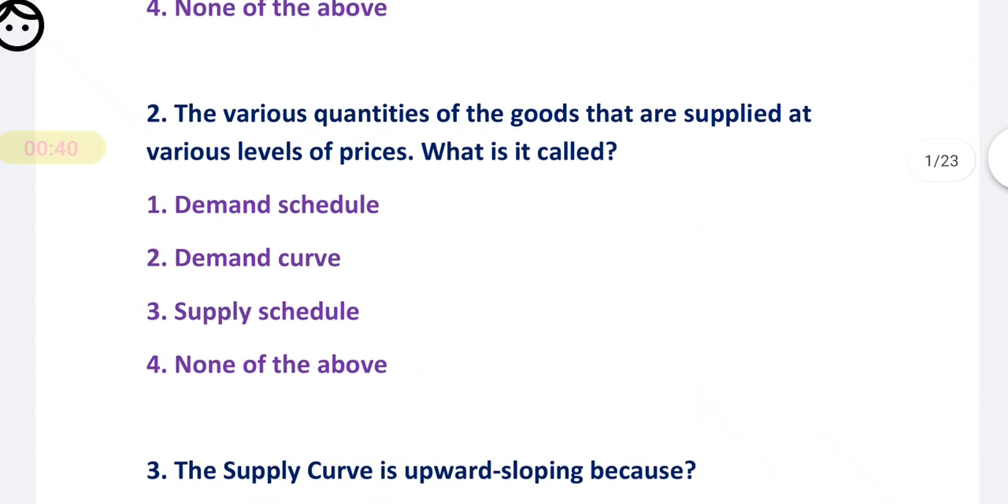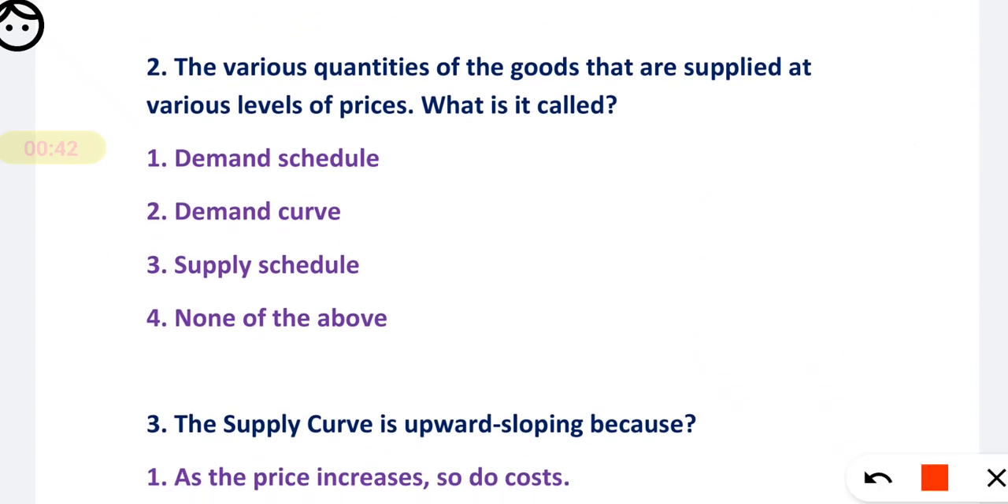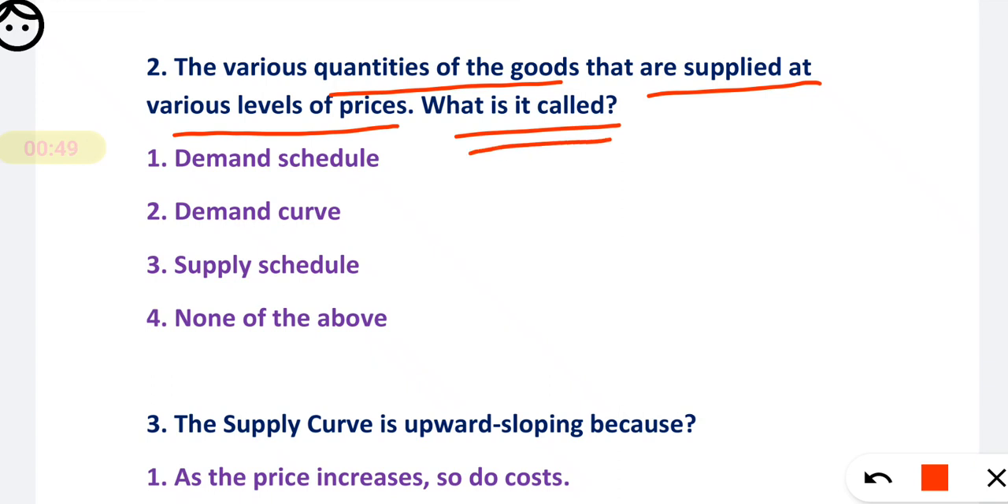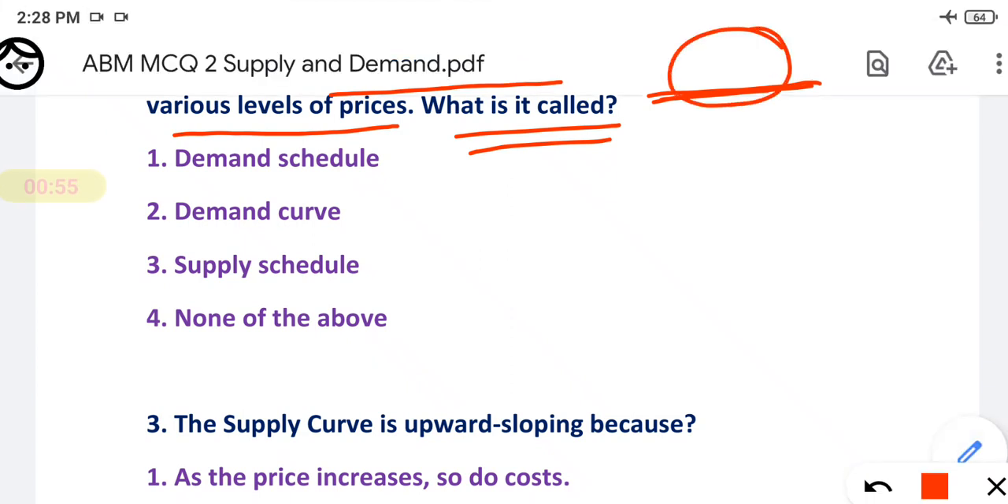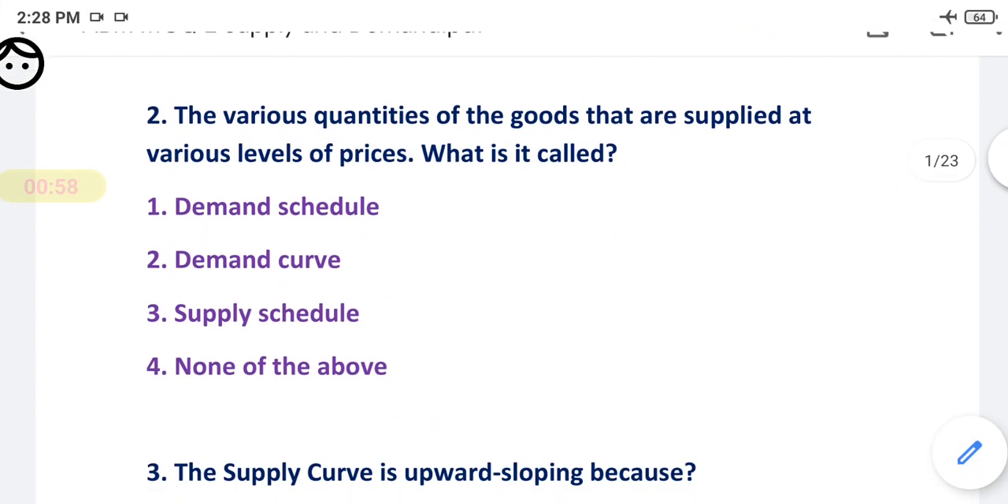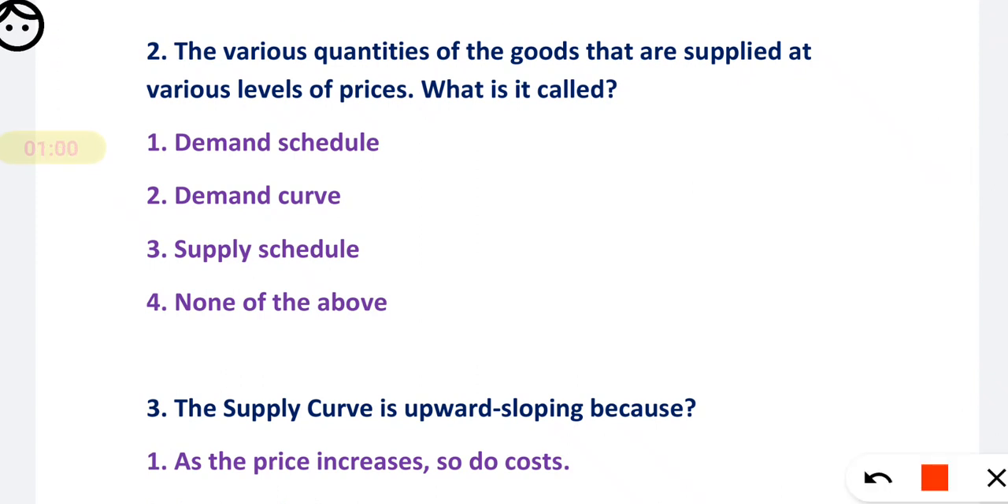So next, question number 2: the various quantities of the goods that are supplied at the various levels of prices, what is it called? Remember the word supplied. First option is the demand schedule, second is the demand curve, third is the supply schedule, and fourth is none.